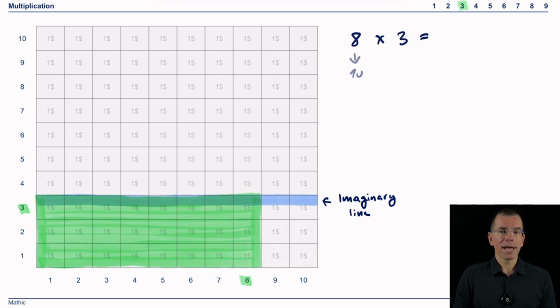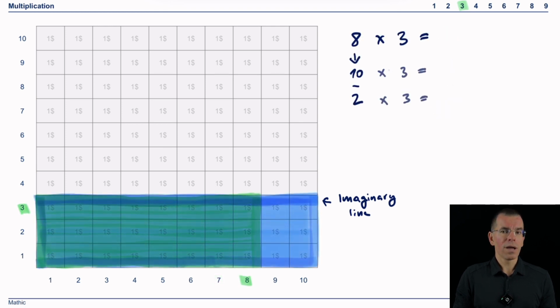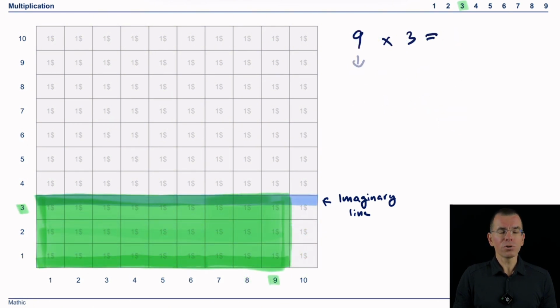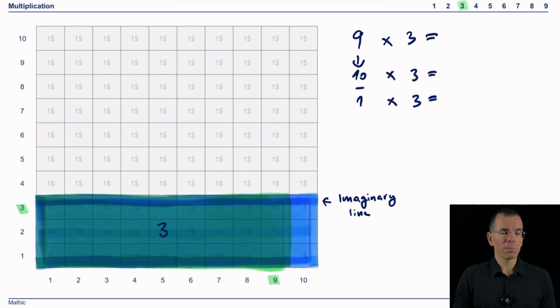8 times 3, as 8 is 10 less 2, we can first count 10 times 3 and then subtract 2 times 3. 9 times 3, let's use the same approach, as 9 is 10 less 1. Let's multiply 10 times 3 first and then subtract 1 times 3 to get the final result.